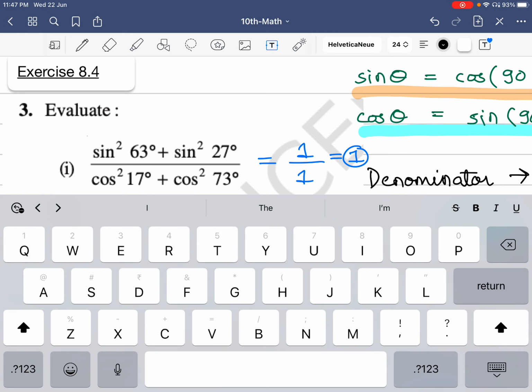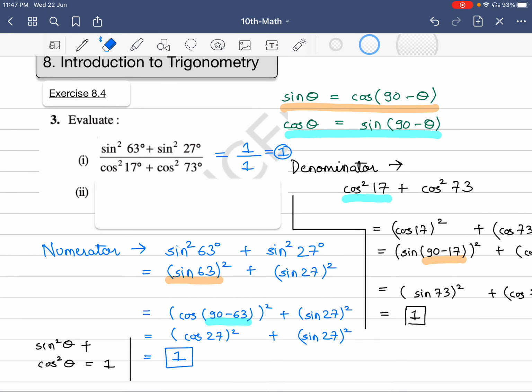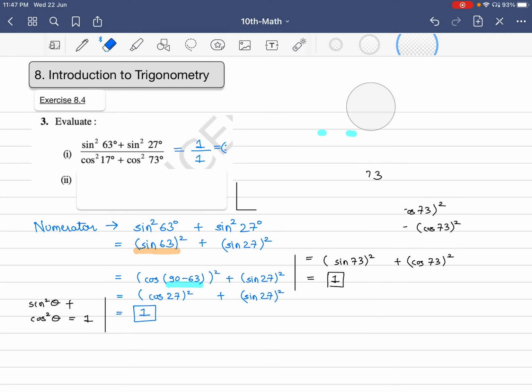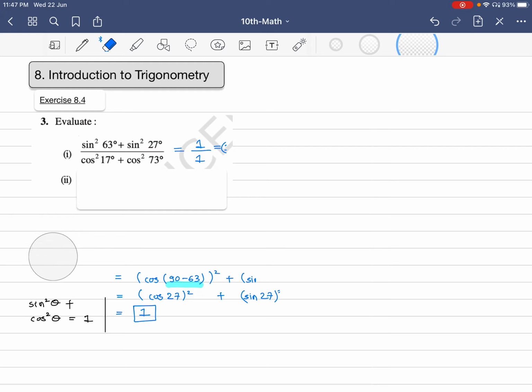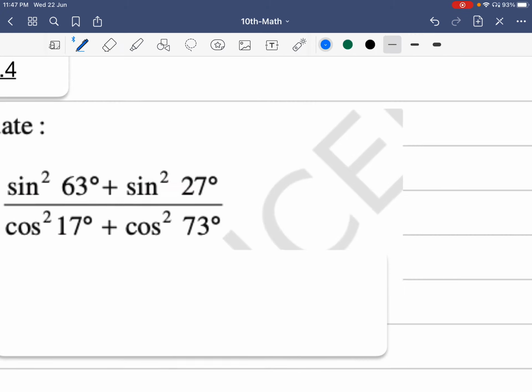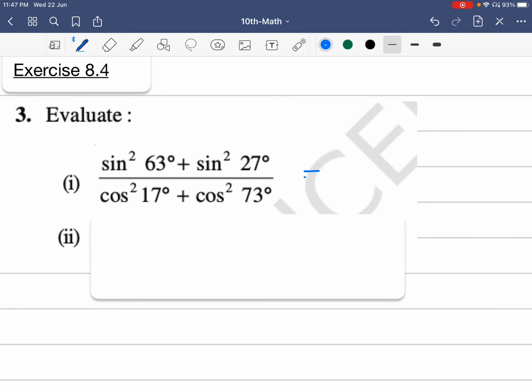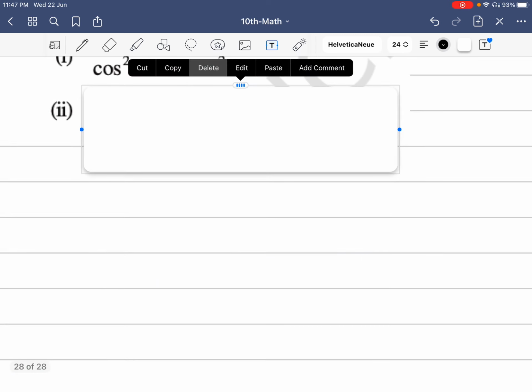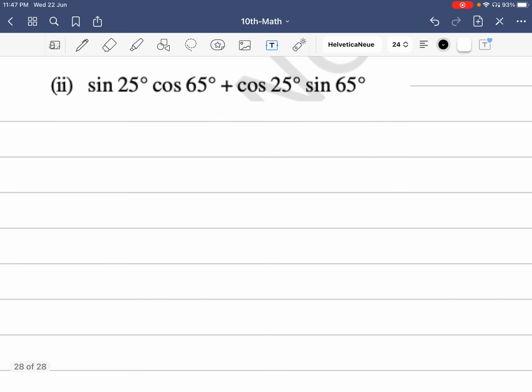Now let's come to the second problem. Before that, let's clear this up. So this was our first problem and it was equal to 1. Now let's see what the second problem is. The second problem reads sine 25 into cos 65 plus cos 25 into sine 65.